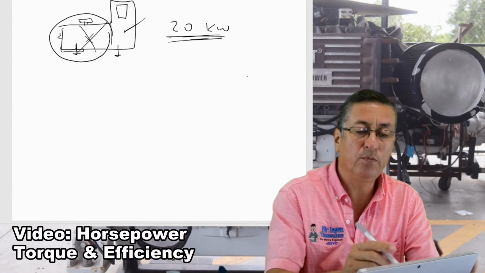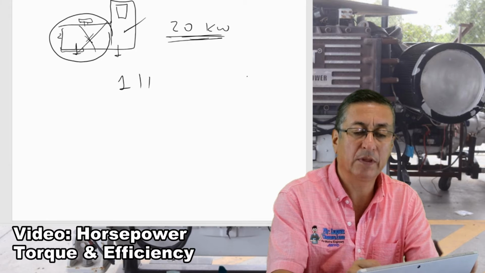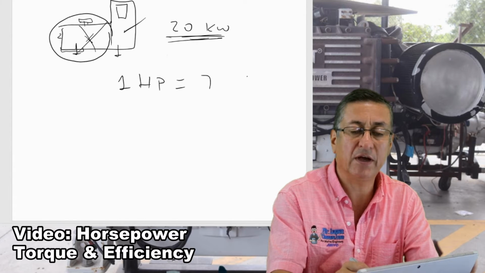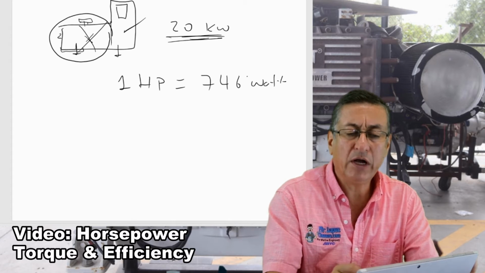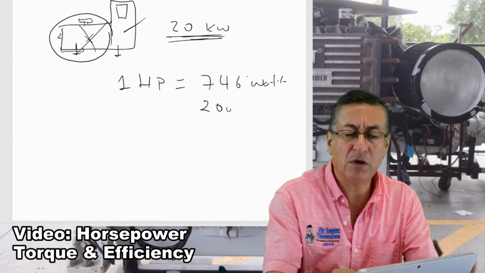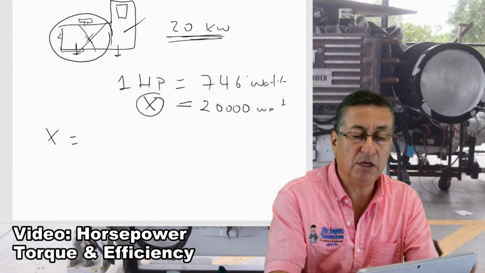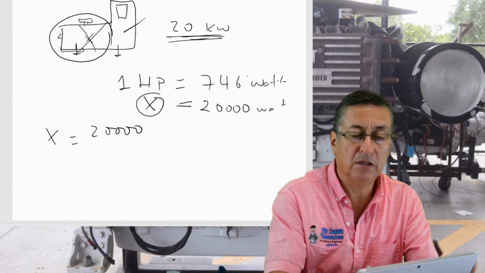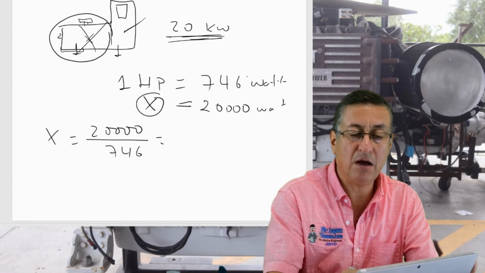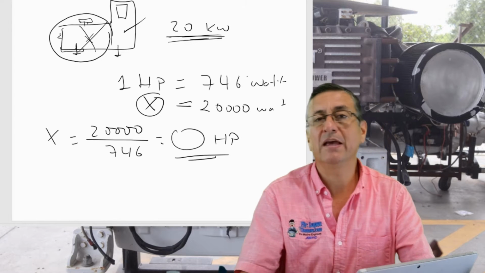Okay, you know that 1 horsepower is equivalent to 746 watts. Right now I have 20,000 watts. How much horsepower is that? This is the question. It is 20,000 divided by 746, and this is the amount of horsepower that you need to replace the engine.